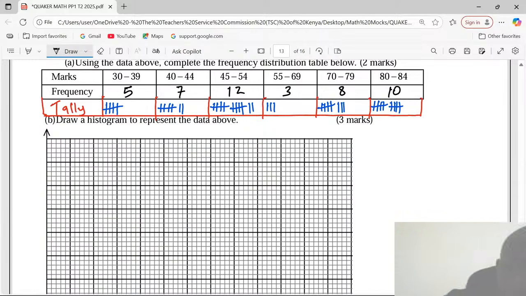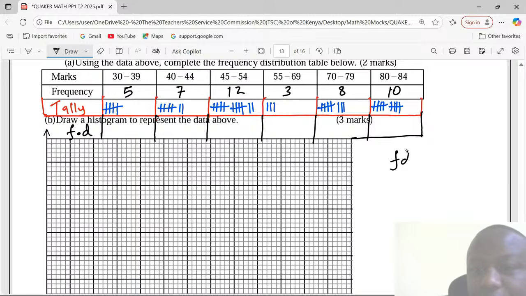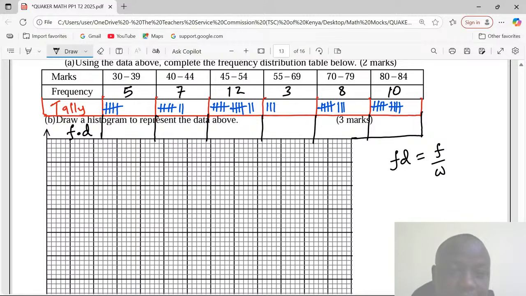And now that they are different, we have to come up with what we call FD, the frequency density. So when classes are not the same, we don't plot frequency. We plot frequency density against what we call the class limits. From the first class, frequency density is usually given by the frequency out of the class length. So the first frequency of 5 and a class length of 10, we are going to get 0.5.